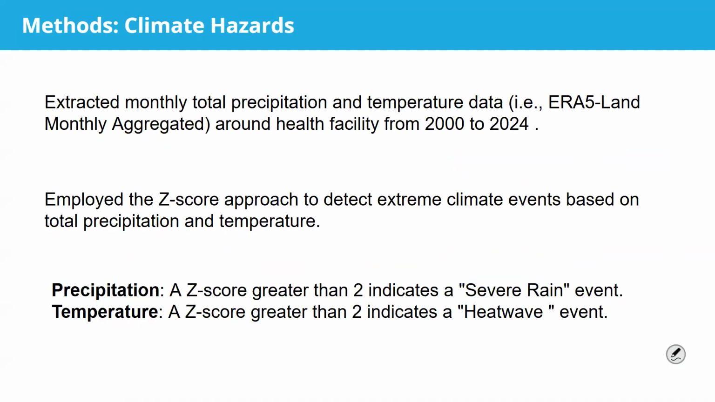To define the climate hazard for this research, we're only focusing on the precipitation and temperature. We downloaded monthly total precipitation and temperature data at the health facility level from 2000 to 2024. Then we employ the Z-score approach. So if higher than 2 Z-score, we say that is maybe severe rain in the particular areas. The temperature is the same.